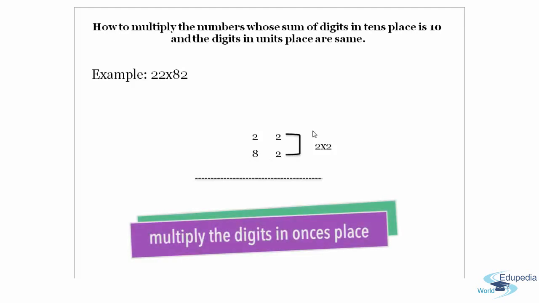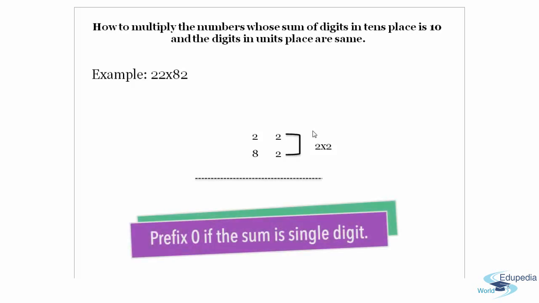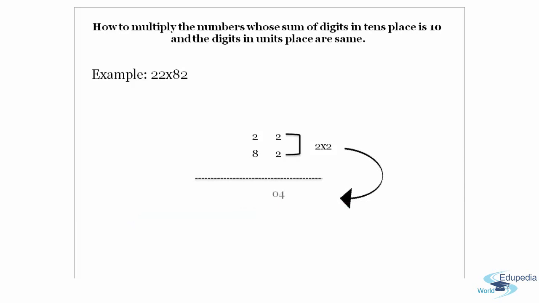Step number 1 of the technique says that you have to multiply the digits in the ones place. If you multiply 2 into 2, you get 4. Since 4 is a single-digit number, you have to prefix it with 0, take that below the horizontal bar, and write it on the right side like this.